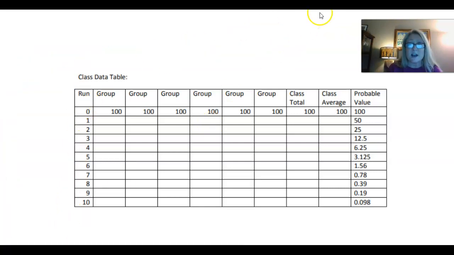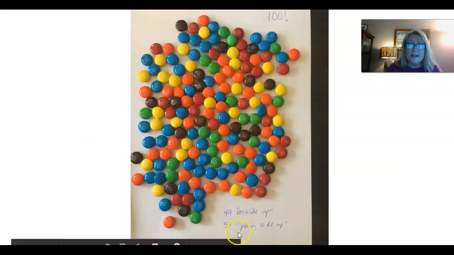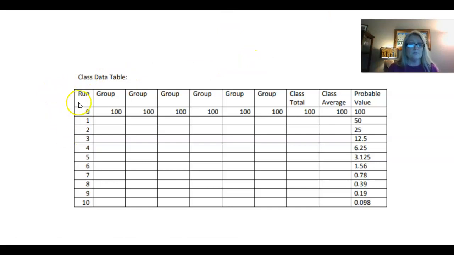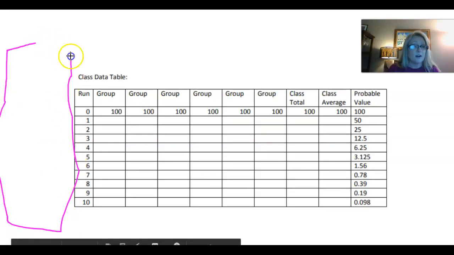If these are the data that I got: 49 that are M&Ms or M side up, 51 are plain side up. So I'm going to put my 49 back into my cup. So if I'm over here and I'm recording my data back where we were just now, right over here, I know, sorry, I'm using my finger to do this.